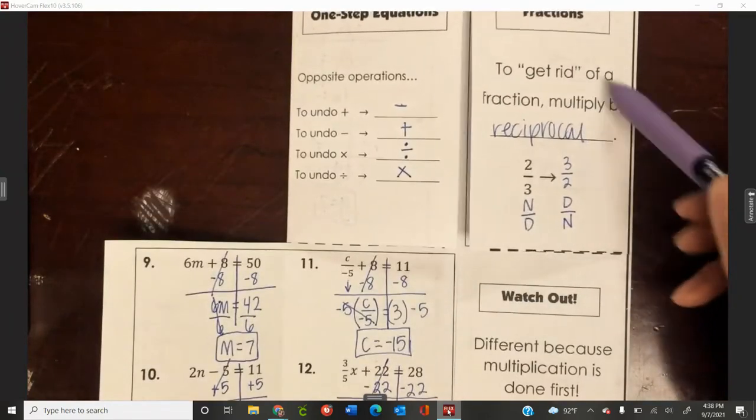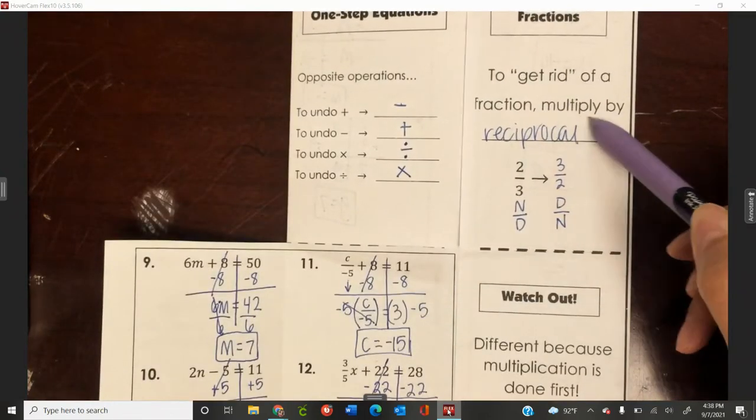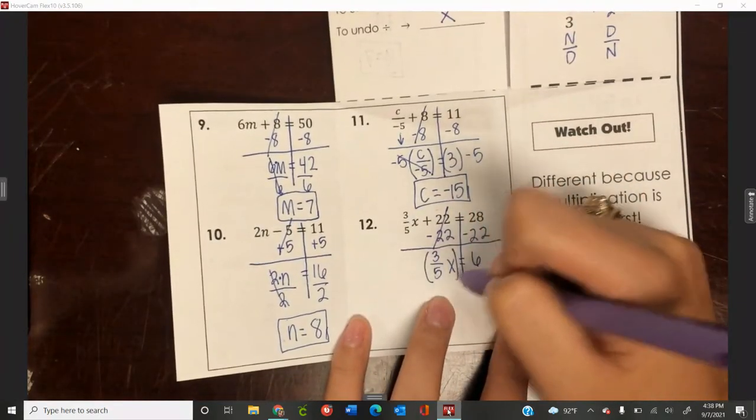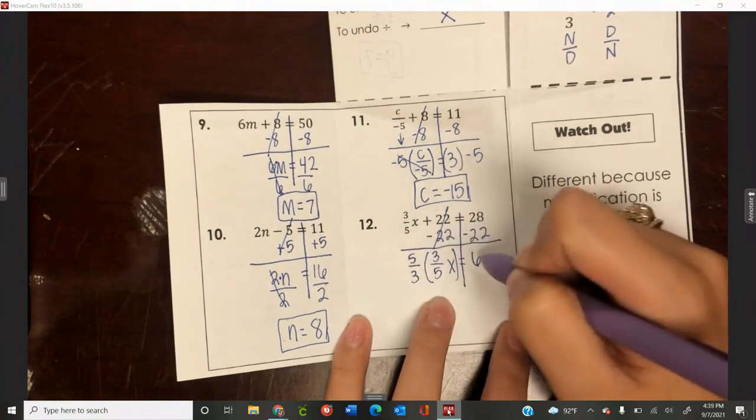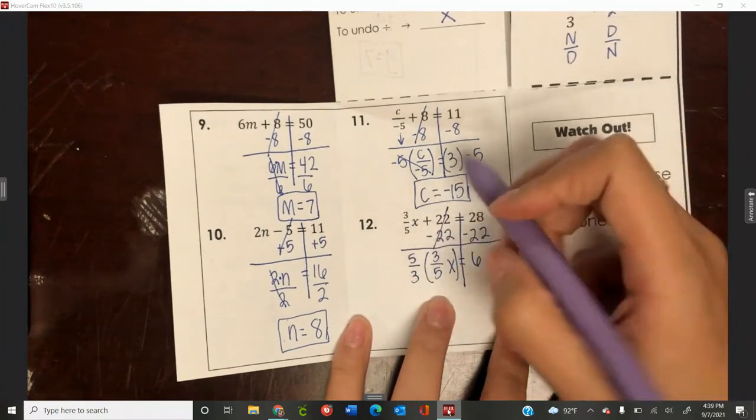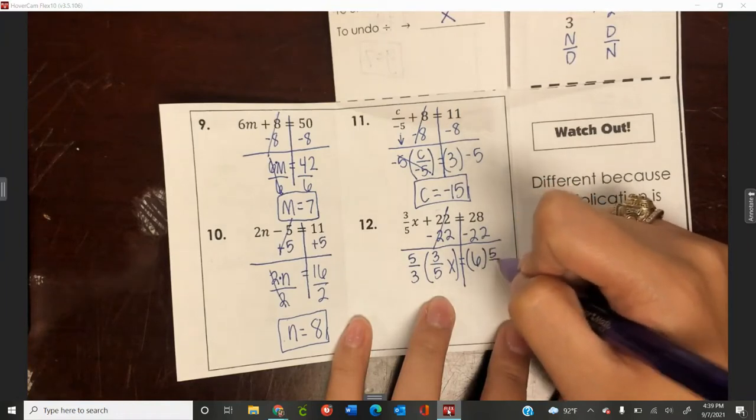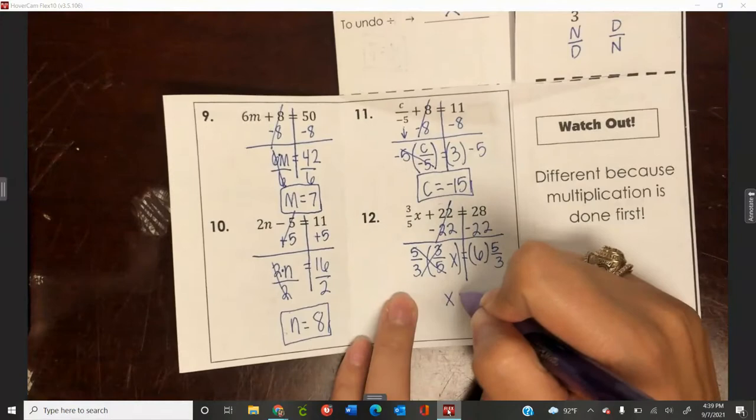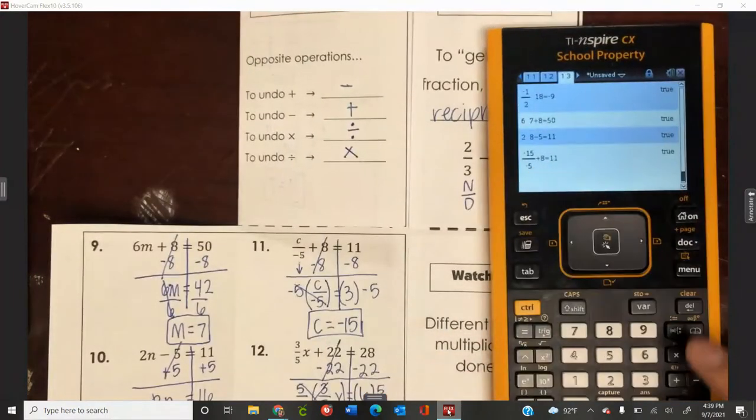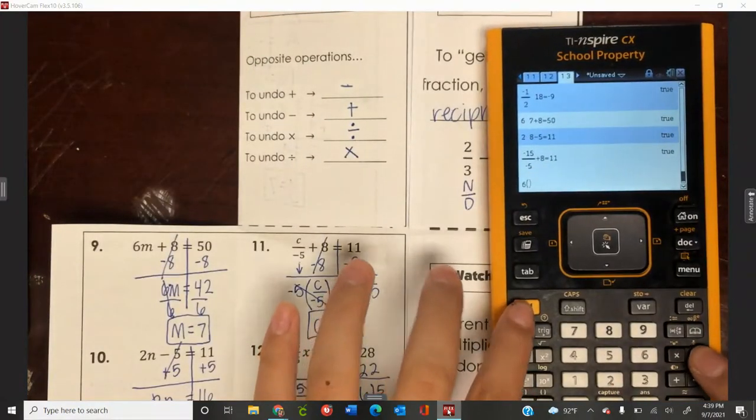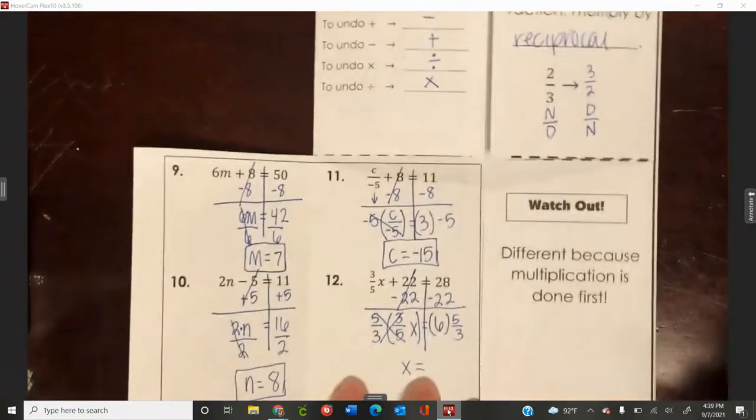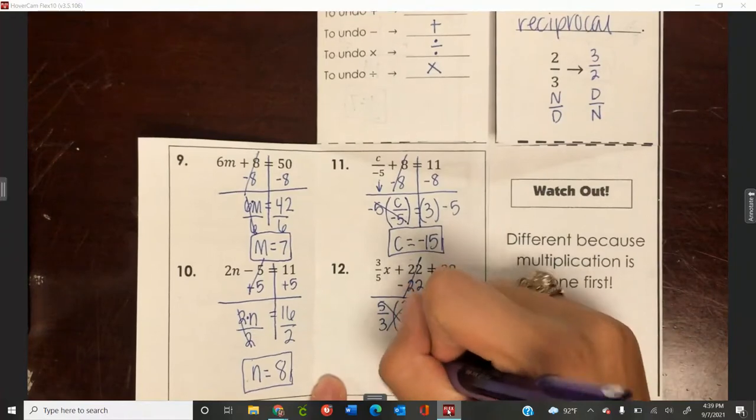Now we want to get rid of our fraction, and in order to get rid of it, we want to multiply by its reciprocal. That'll cancel it out. Right now my fraction is 3 over 5, so to cancel that out, I'm going to use the reciprocal, which again is just flipping it. We're going to multiply by 5 over 3 on both sides. Here my fractions cancel out. I'm left with x equals, and then we have 6 times, control divide, 5 on top, 3 on the bottom, and we get a positive 10. So here x equals 10.